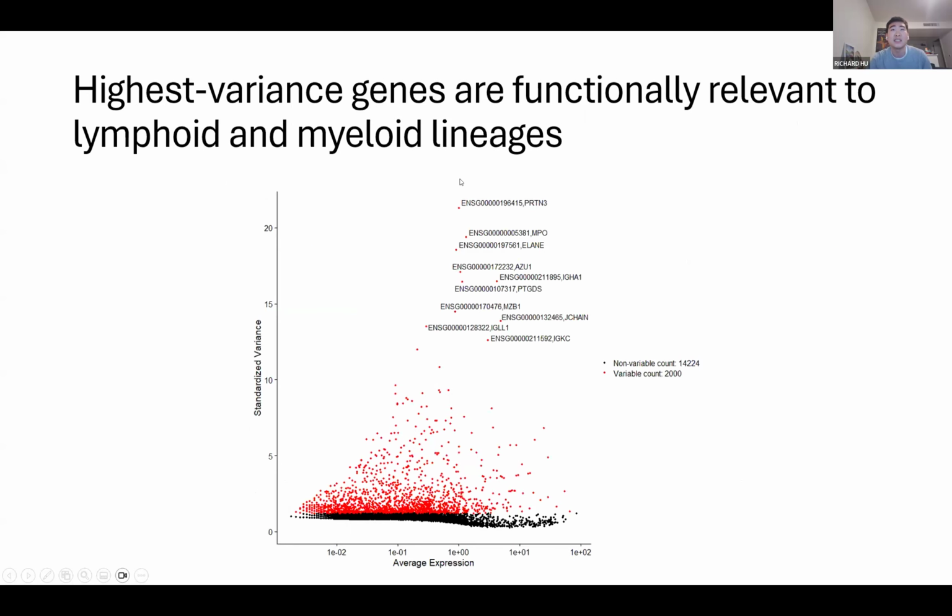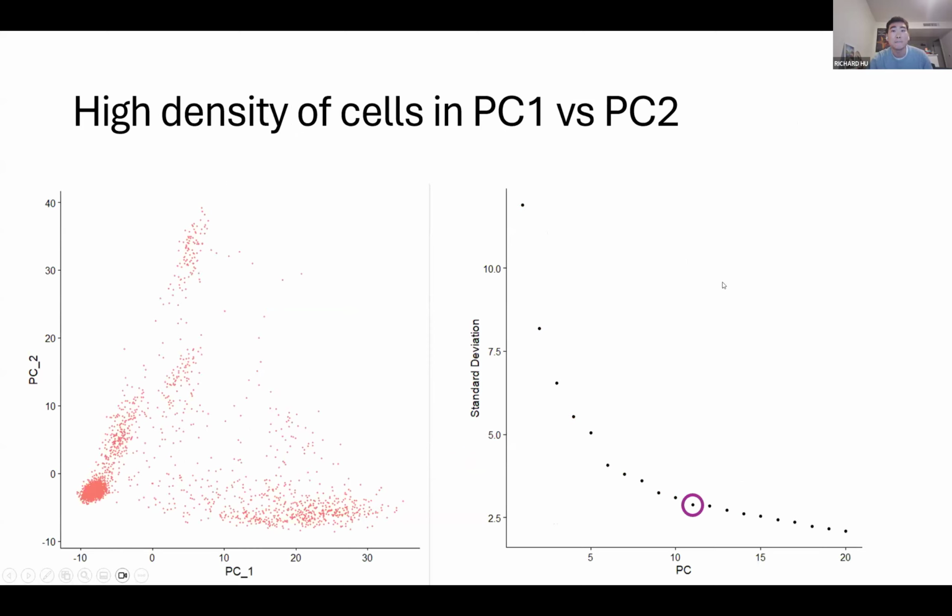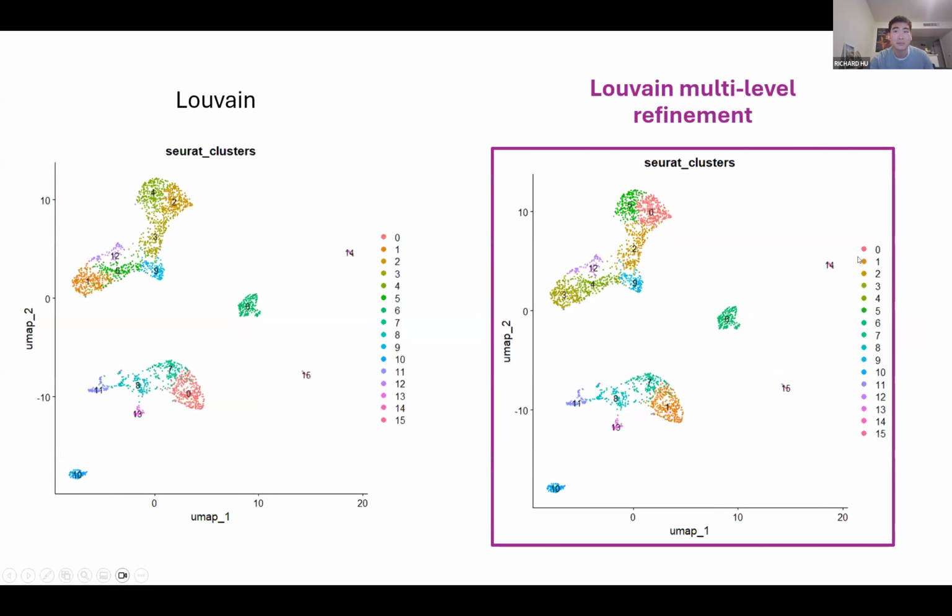The highest variance genes all seem to be functionally relevant to the lymphoid and myeloid lineages, which tells us that some of our cell types should be there. Not that interesting. For selecting the number of dimensions, the PC variables, it was hard to tell the elbow point, but I went with the less conservative threshold. This I'll skip for time's sake. I found that the clustering method didn't matter too much, and I pretty much always got the same clusters.